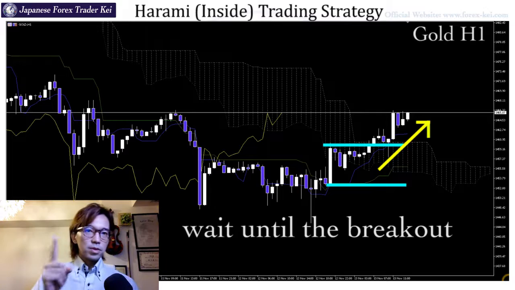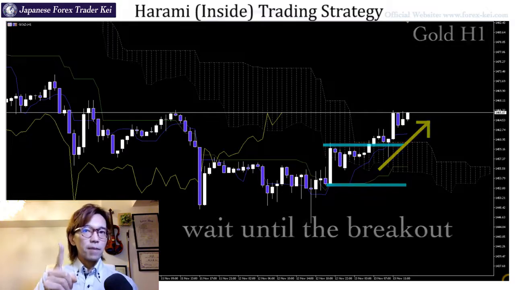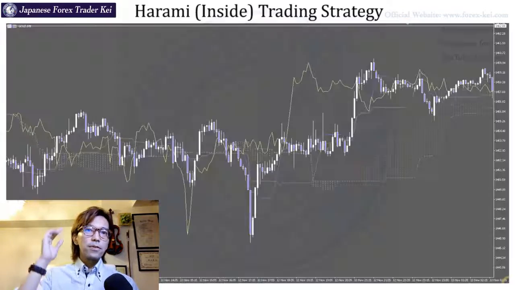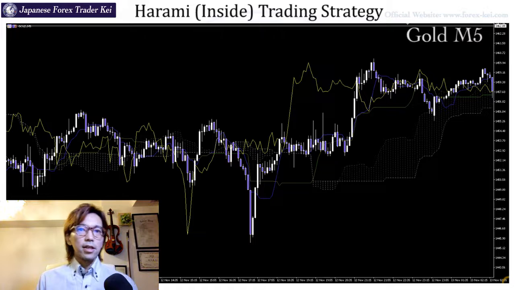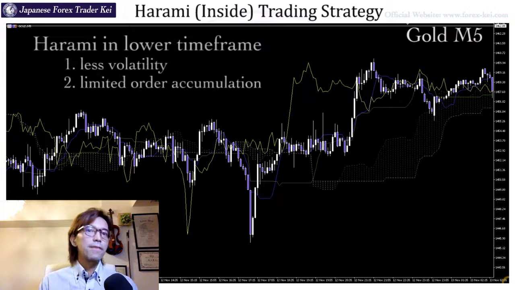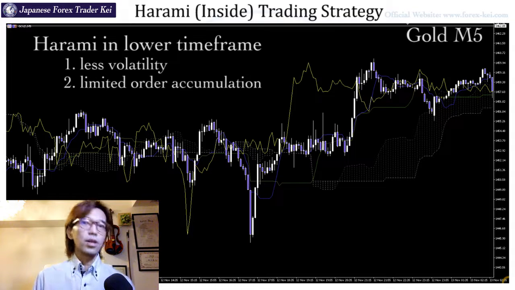Now here's a rule. When you look for Harami, look for it in 1 hour time frame or above, because if you take a look at this 5-minute chart and look at the market, there are lots of Harami, right? But you cannot trade with them because first of all, there is less volatility in 5-minute chart than higher time frames like 1 hour or daily. So it's hard to get the trade chance unless you just stick with the chart the whole time.